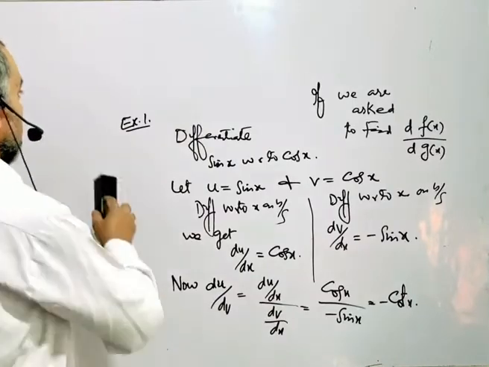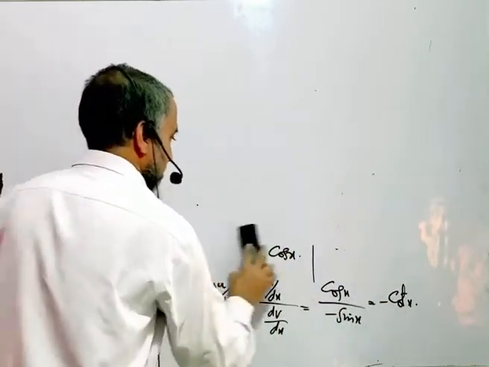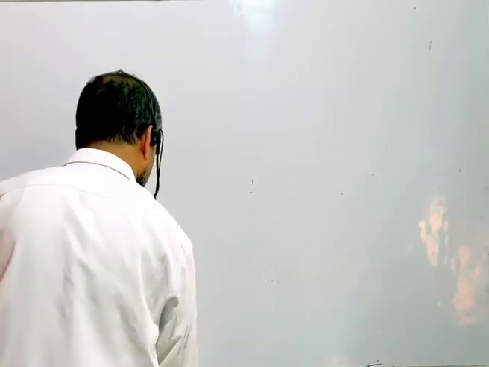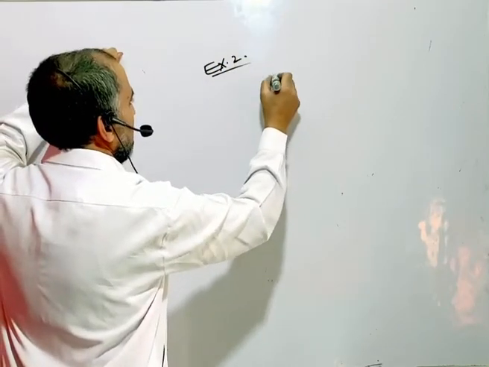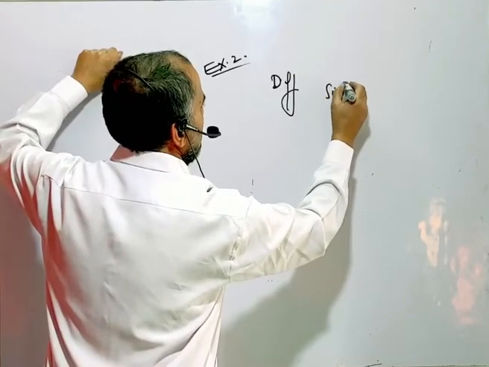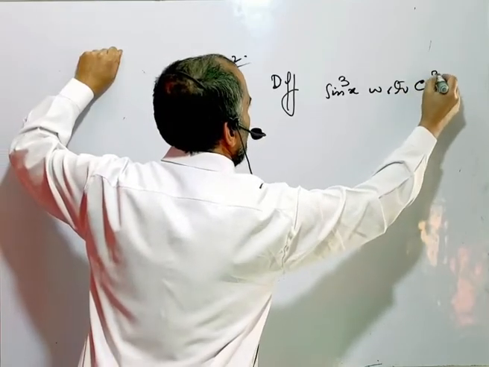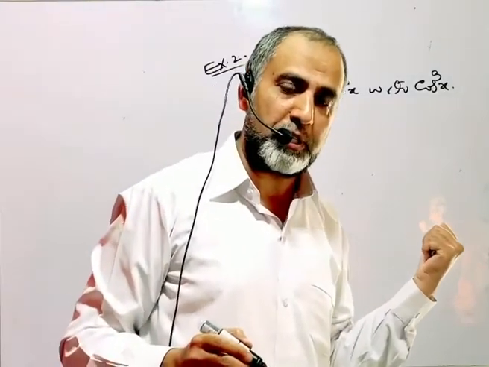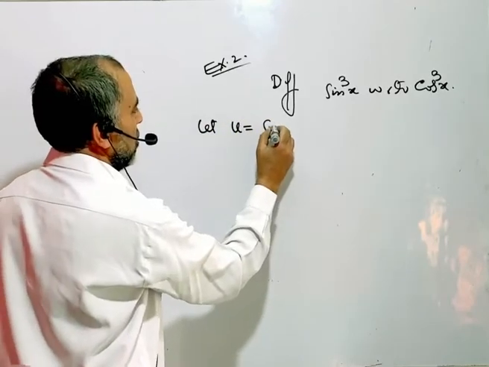We'll take another example. Write example second. Differentiate sine cube x with respect to cos cube x. In the similar way as we have discussed in example first, we'll put let u is equal to sine cube x.